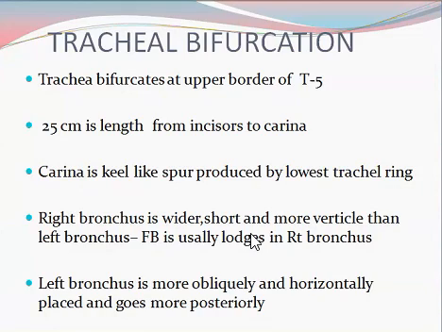Coming to the trachea, it bifurcates at the upper border of the T5 thoracic vertebra. From the trachea, it divides into two main bronchi. It is 25 centimeters in length from the incisors to the carina.